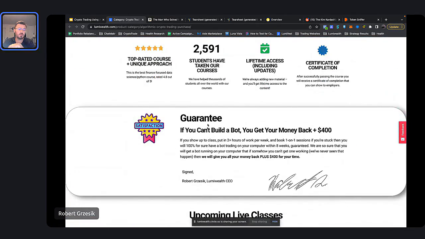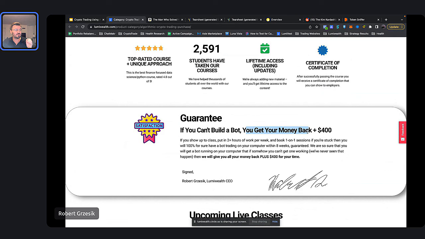We also have a guarantee, by the way, and the signature on it is legally binding. If you can't build a bot, let's say you show up to the classes, you actually put in the work, meaning you show up to classes and when you needed help, you asked for it, and you still can't build a bot, which I've never seen happen, by the way. Never in my life have I seen someone not be able to build a bot going through the course, assuming they actually showed up. Then not only will I give you your money back, but I'll give you back an extra $400 too, just for your time. I'm that confident that you're going to be able to go through this class and build a bot. I've done this with so many people already.